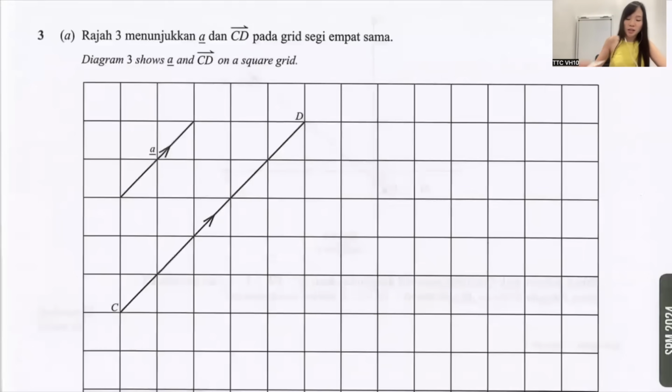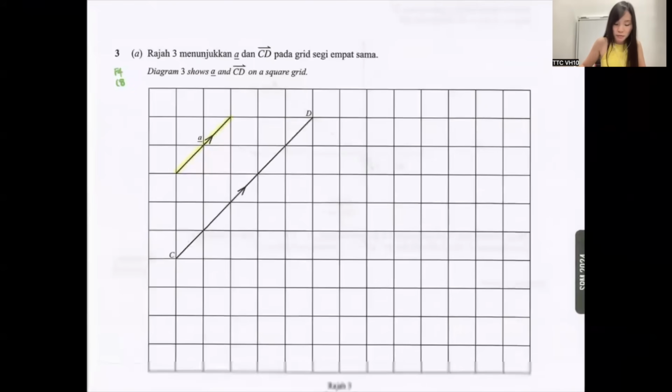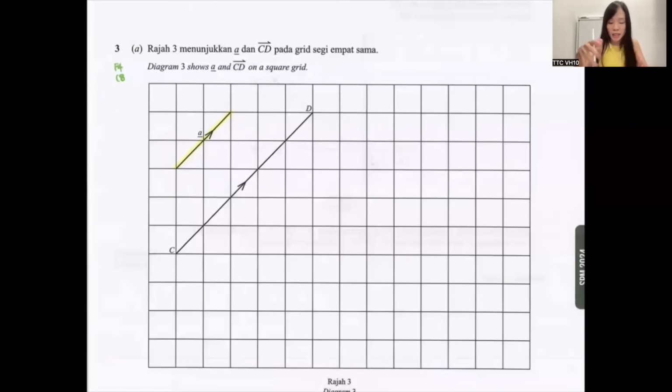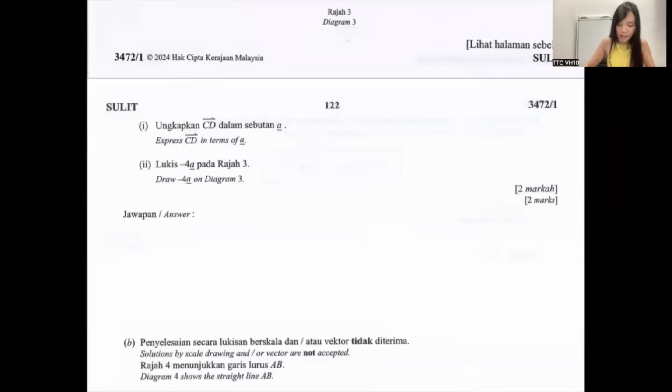Next one, 3. The moment I look at this arrow thing, I straight away know this question is under Form 4, Chapter 8, isn't it called vector? So this diagram 3, they show you a. You can all see this is a, okay? Then they also show you CD on a square grid. So all this grid is actually square shaped, okay, my dear? Next one, let's see the requirement.